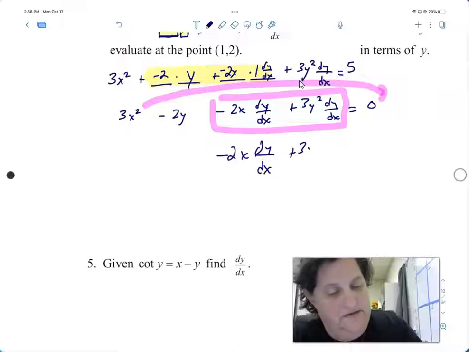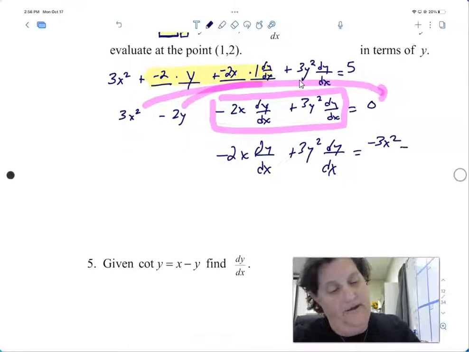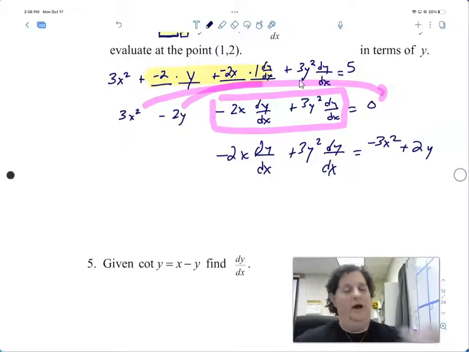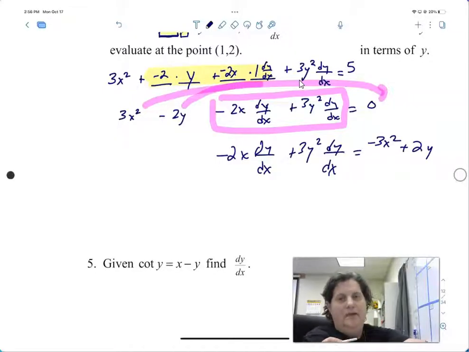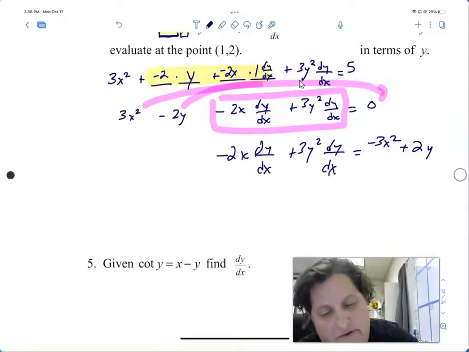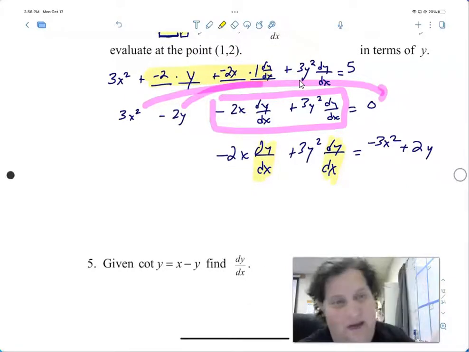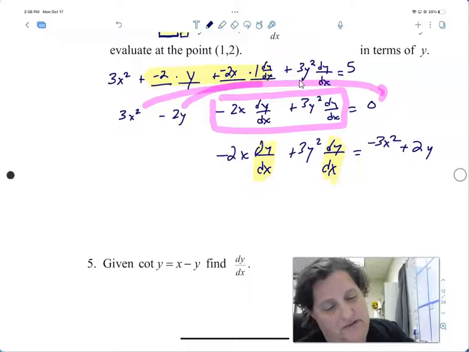So I'm going to rewrite this exactly. When I subtract that over, I get negative 3x squared, and when I subtract this one over, I get plus 2y. The next step says to factor out a dy/dx, because if you look right here, that has a dy/dx and that has a dy/dx, and how am I supposed to solve for both at the same time? So what I'm going to do is factor out a dy/dx.